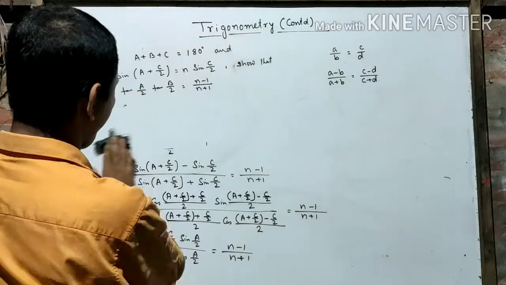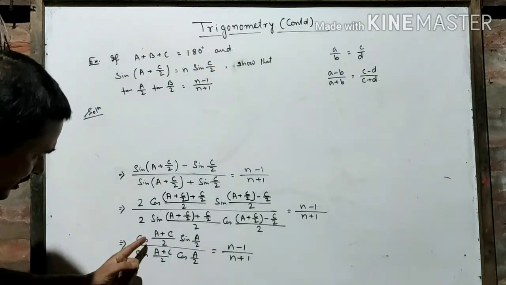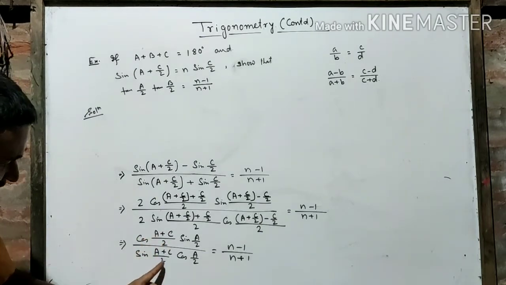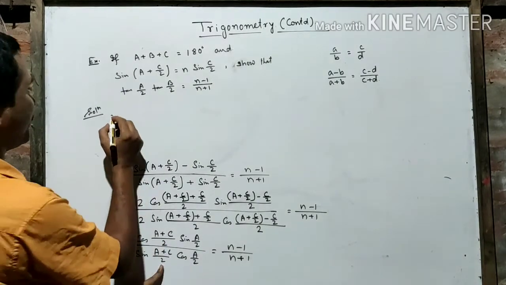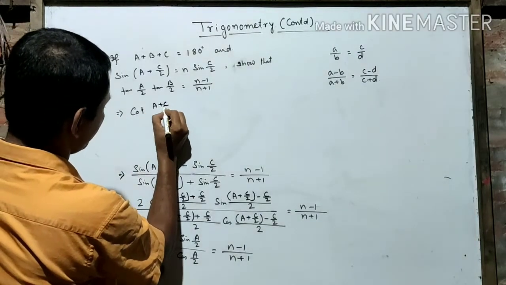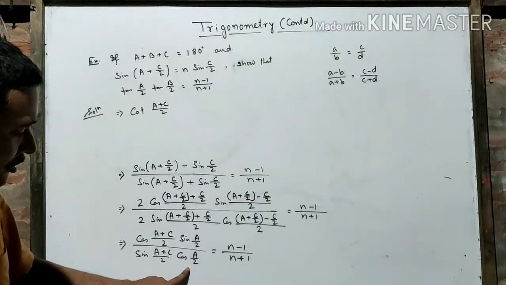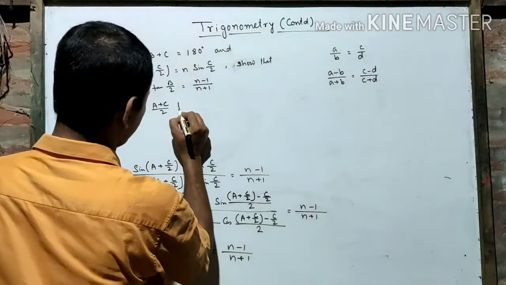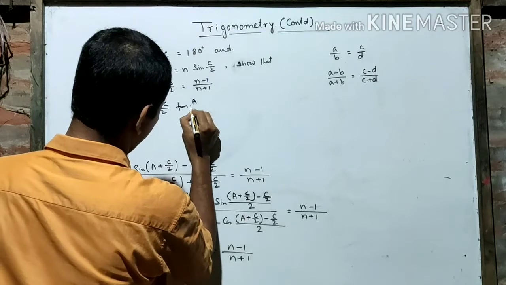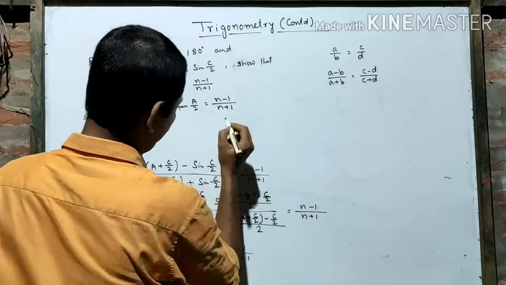Now, what we get? Cos (a plus c) by 2 divided by sin (a plus c) by 2 is cot (a plus c) by 2. And sin a by 2 into cos a by 2 is tan a by 2. Tan a by 2 is equal to (n minus 1) by (n plus 1). Right?